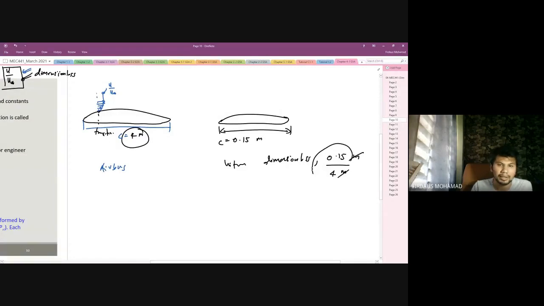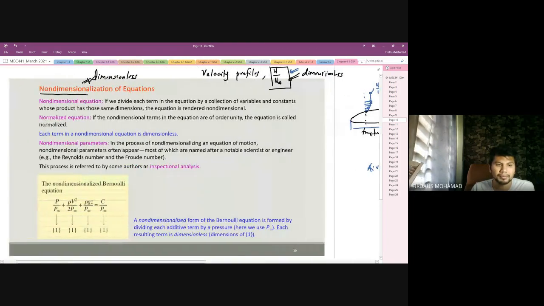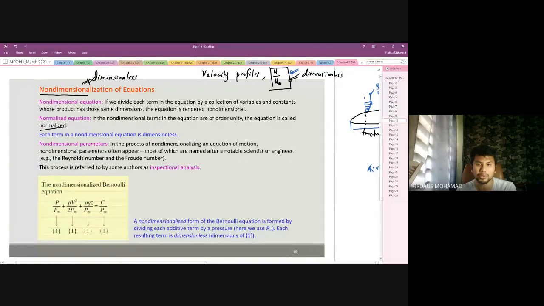Okay, so nanti you dah, saya tak tahu dalam apa nama ni, MEC 445, 554 ataupun 454. MEC 454 you ada belajar ke tak untuk lab, untuk scale model. Kalau ada you akan buat benda-benda macam ni lah. Okay, clear? So normalize the equation. If the non-dimensional term in the equation are of order unity, the equation is called normalized. Okay, so normalized maknanya equation tu kita samakan dengan satu semua. Okay, so of order of unity.